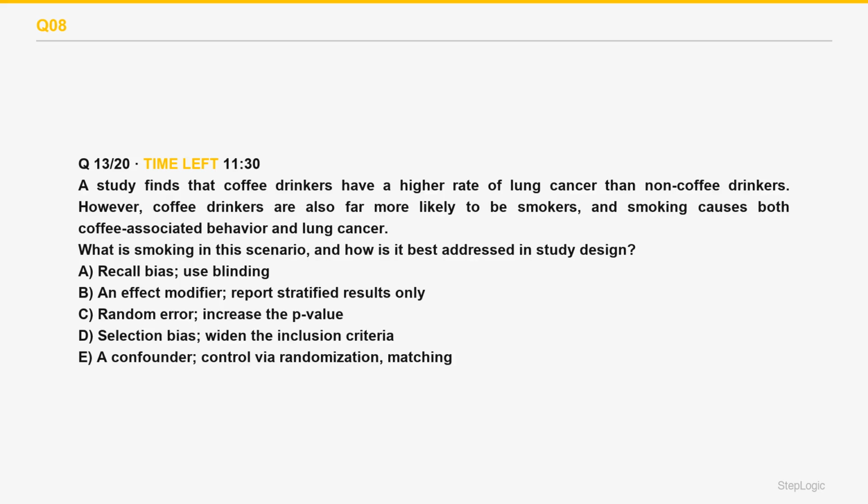What is smoking in this scenario, and how is it best addressed in study design? A study finds that coffee drinkers have a higher rate of lung cancer than non-coffee drinkers. However, coffee drinkers are also far more likely to be smokers, and smoking causes both coffee-associated behavior and lung cancer. Read the command: what smoking is and how to address it. A third variable, smoking, associated with both coffee and lung cancer, distorting the association: confounding.